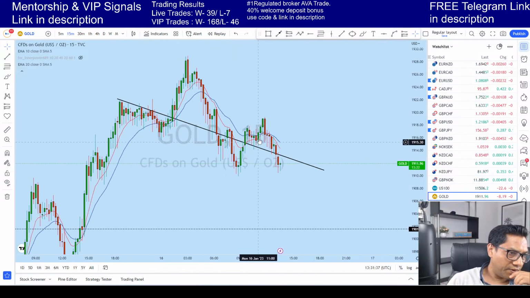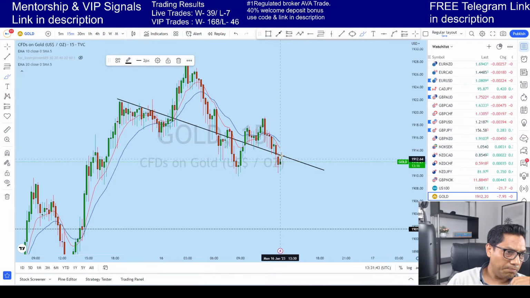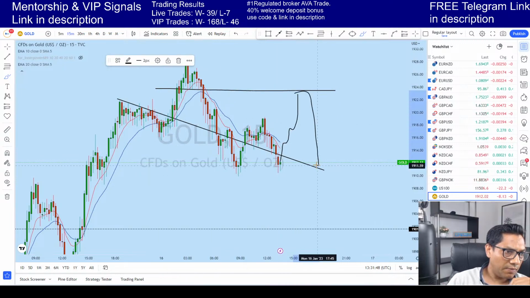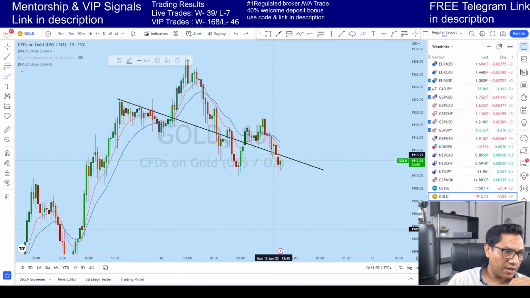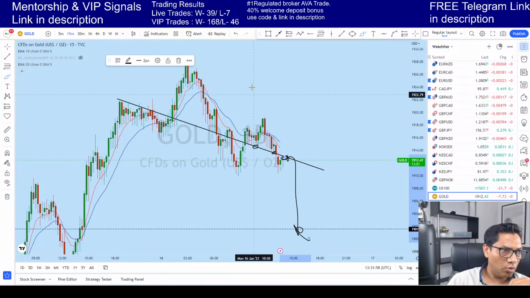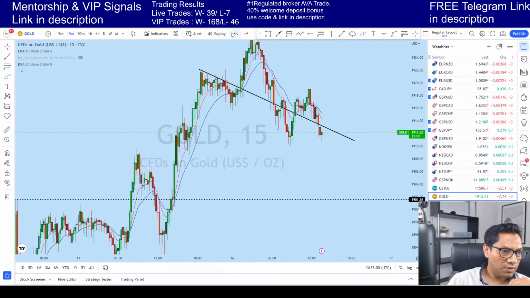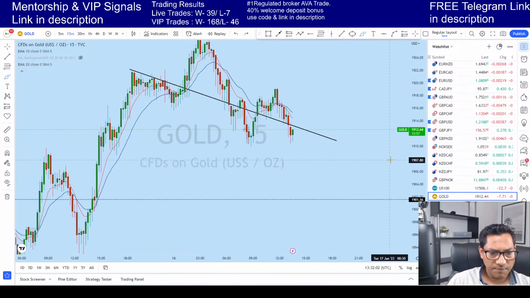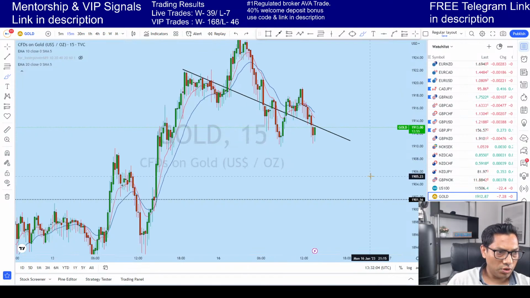Now, as I mentioned, if this head and shoulder is not being respected, then we could see a breakout to the upside, testing this level and coming back. If this one is respected, then from this neckline, this support turning resistance, from this zone we could see gold coming down. So we still have some more time to go with this.